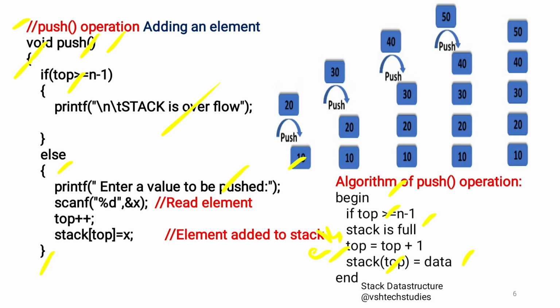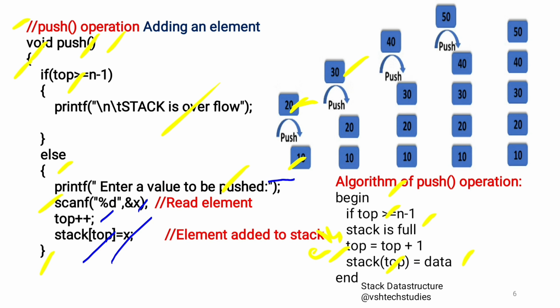If we give 10, that is inserted. Here we are giving 20, 30 values. They are read in the X variable. This scanf is the read statement. Whatever we type on the console, suppose we type 20, that is read here into the X variable. Then top is incremented by 1. If it is 0, it is made 1. If it is minus 1, it is made 0. Stack at the top index position memory location, the X value is added. That is the implementation of the push operation in C.